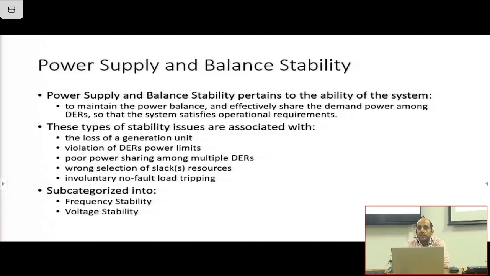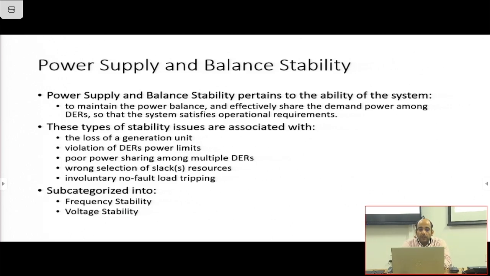For example, let's say you have 10 or 5 or any number of sources in a microgrid. It should not happen that few of them are getting overloaded but others are not being utilized. Everyone has to be properly utilized, so everyone should have equal reserve available. So that balancing would help in maintaining the stability of the system.